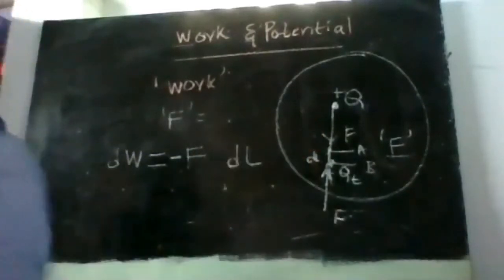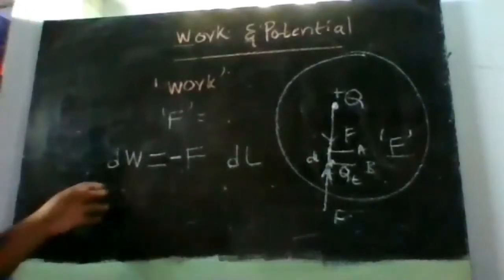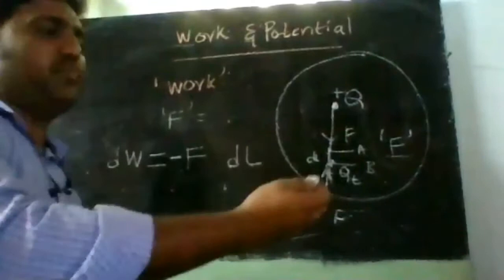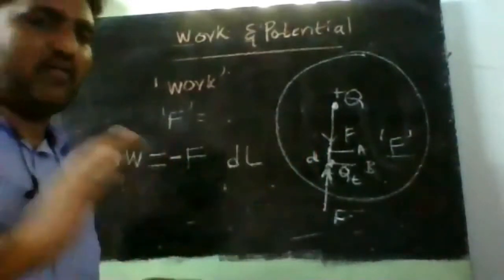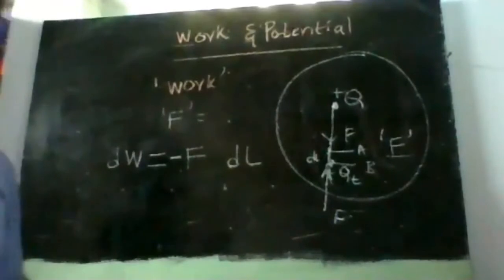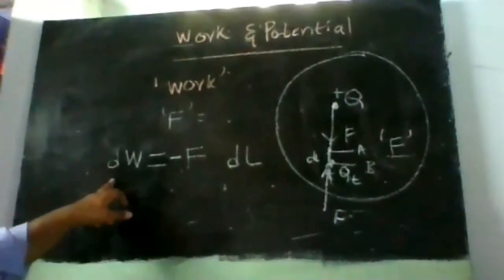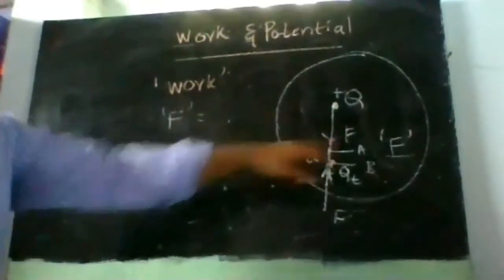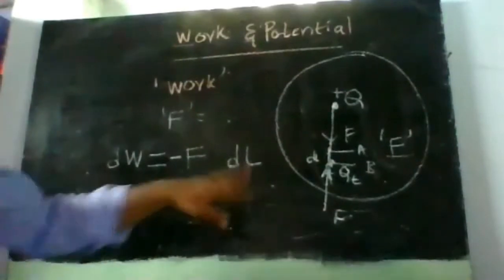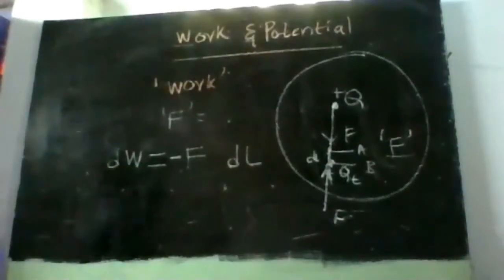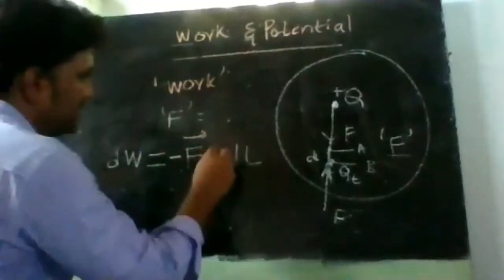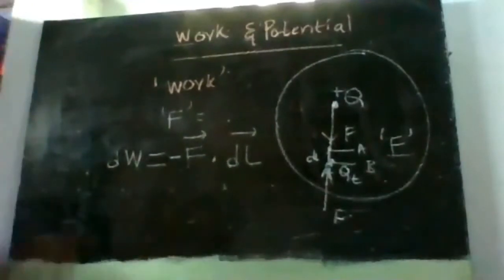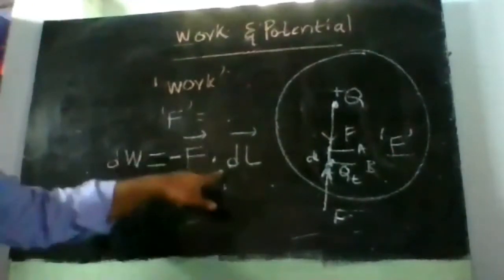Whenever we apply a force and movement happens, we say that we have done some work, right? When we apply some force and push the object, we have done some work. So the formula for work is dW equals minus F into distance, minus because it is the opposite force, and that gives the amount of work done. But because force and distance are both vectors, the product should be a dot product. So dW is equal to minus F dot dl.